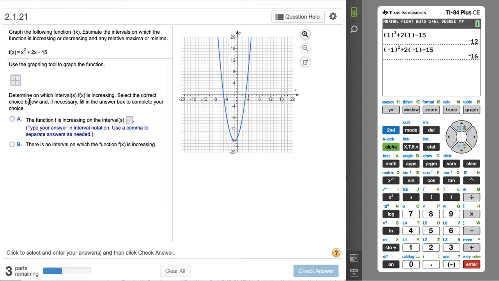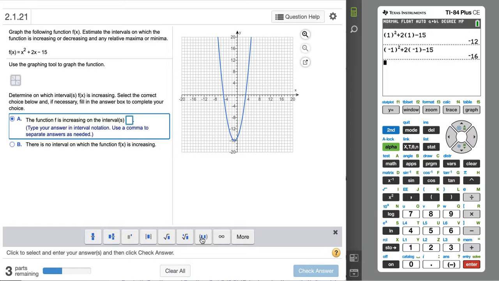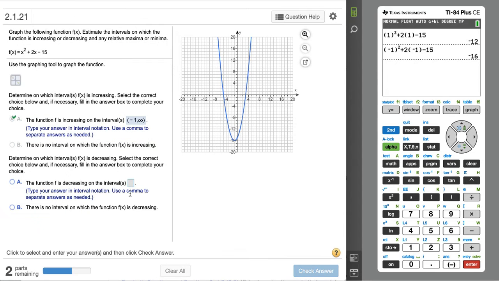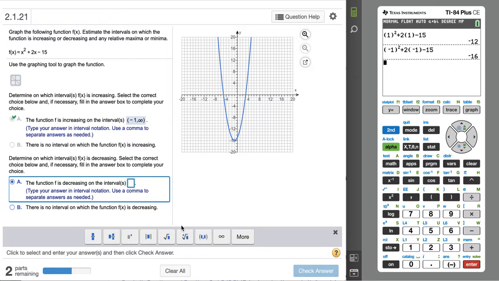Okay, so now it says determine on which intervals f of x is increasing. So the function is increasing, it looks like, from when it's at negative 1 until it goes to infinity. So I'll click this interval, and this is negative 1, and we'll plug in infinity. And then it says determine on which intervals f of x is decreasing. Well, it's decreasing from negative infinity until we get to negative 1.